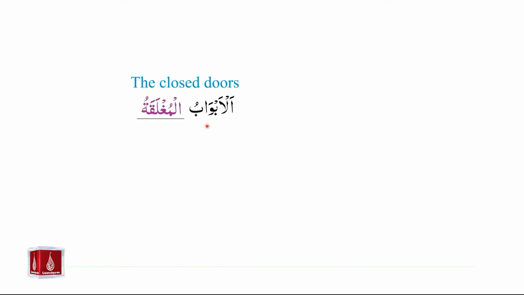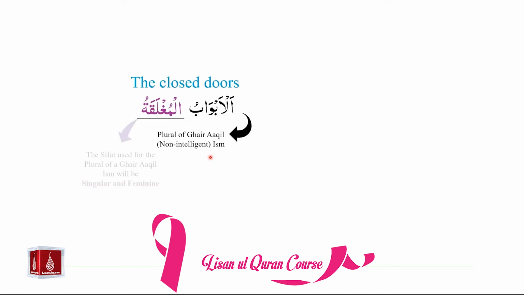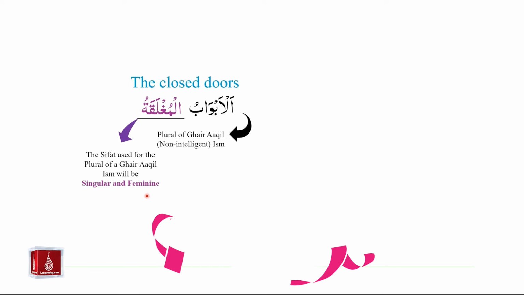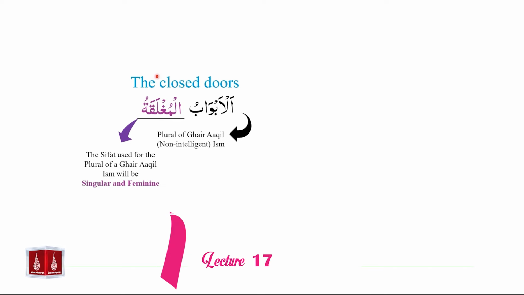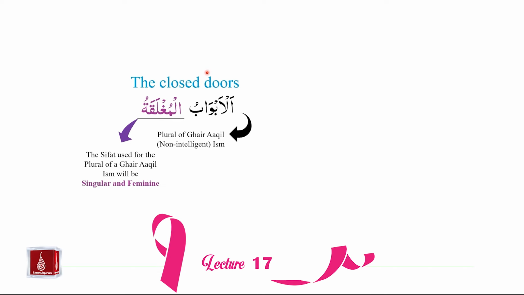plural. This discrepancy is because al-abwabu is the plural of ghair aqil ism, or it is the plural of a non-intelligent ism. And we studied previously that for the plural of a ghair aqil ism, the sifat that will be used will be singular and feminine. So, the closed doors will be translated as al-abwabul mughlaqatu.